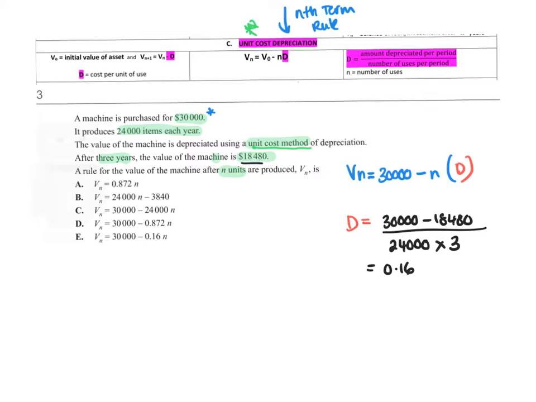cents. So then if you write out the VN formula, it'll be 30,000 minus, I'm going to write it, and then we normally say N times the use. So here we've got the answer is E. All right, so you can see that the formula sheet is going to make your life a lot easier.